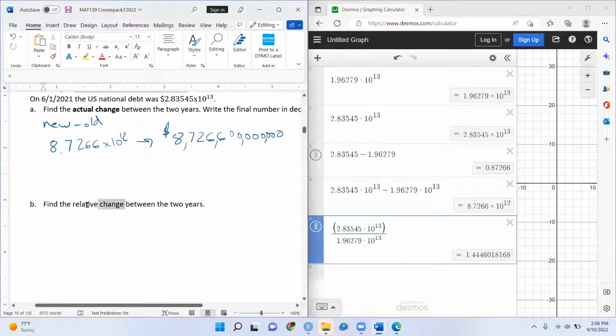What we want for relative change, does anyone know? Well, does anyone know what we want for relative change?